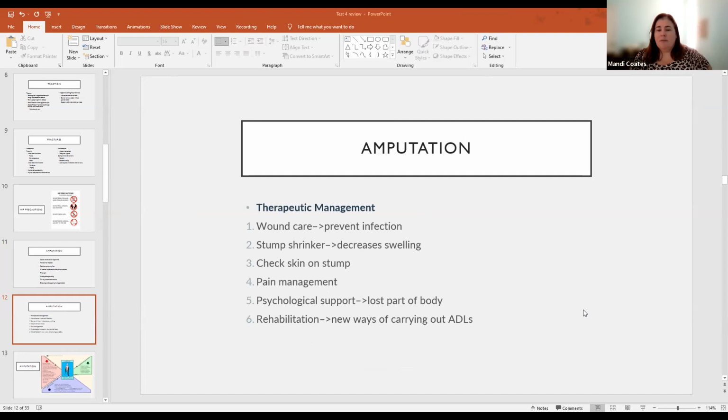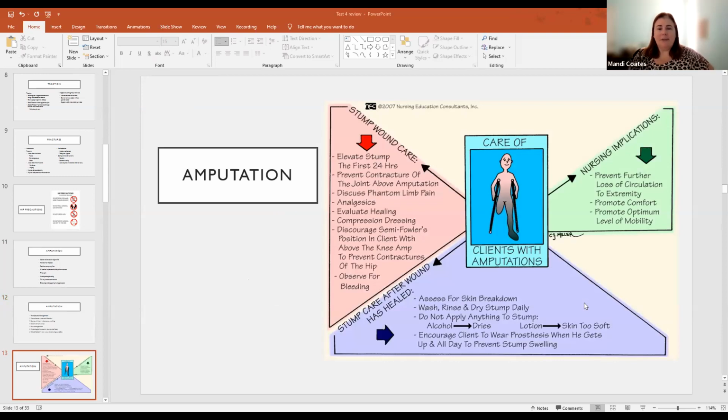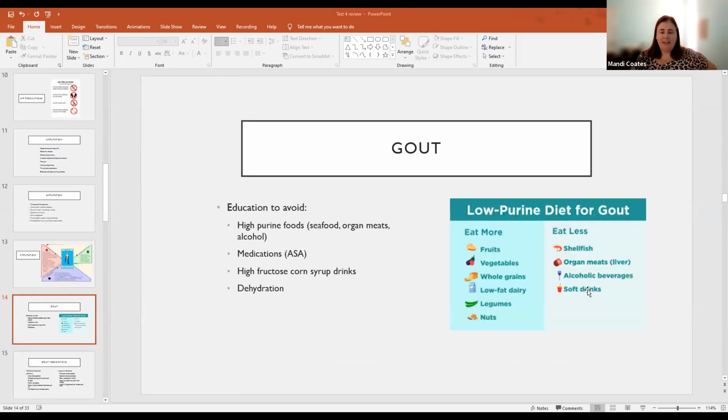Basically, we want to prevent infection, decrease swelling, keep an eye on the incisions, making sure we're doing good wound care on that, pain management, psychological support, and rehab. So we want to get them back to a new normal way of living. Again, focus on this slide in your PowerPoint. I won't go back over that.